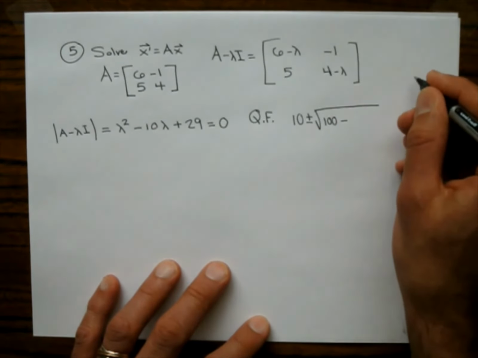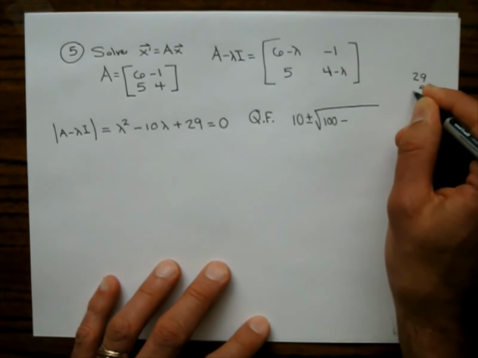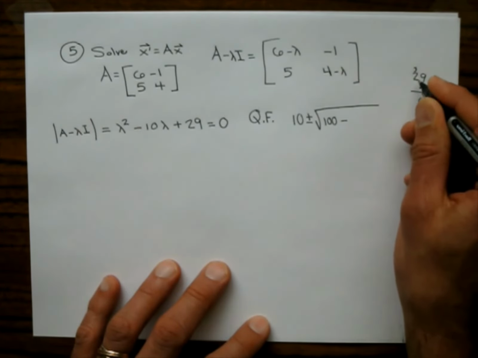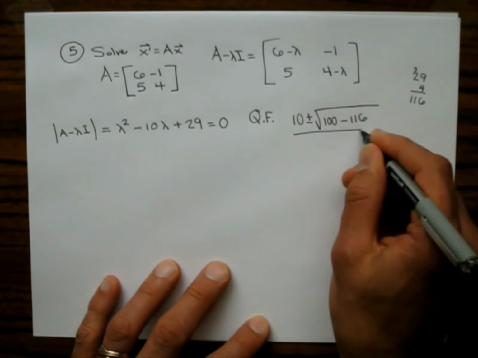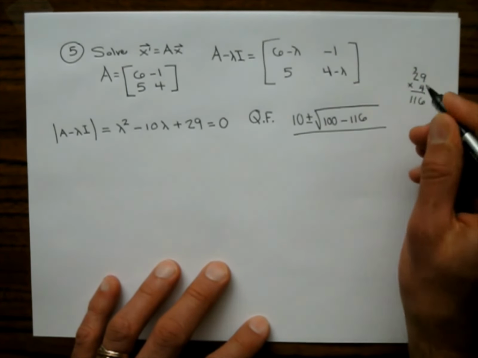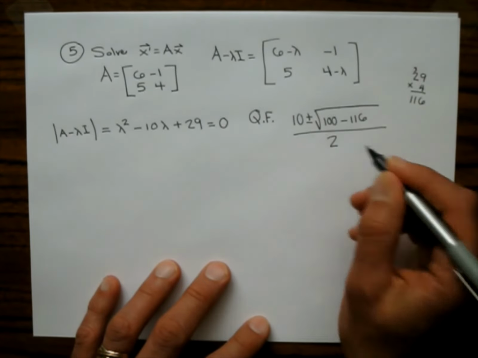So 4 times 29 times 1, that's 116. I don't have my calculator with me, so I'll just do that. And then the party was all over by 2 a.m.